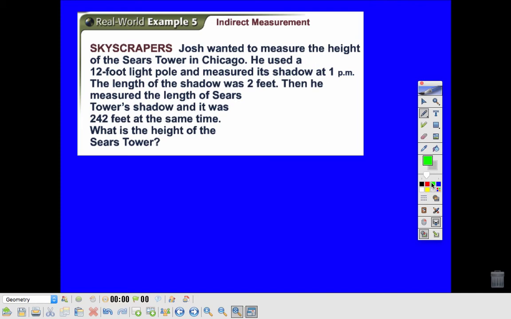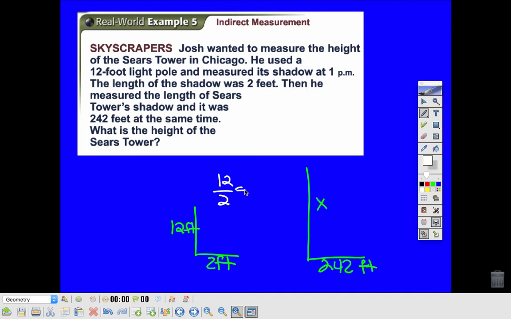So basically what this is setting up is a similar triangle, because if you're looking at it at the same time, the shadows are going to be proportionate to each other. They're going to be similar. So we don't know the height of the Sears Tower, but we do know the shadow that it cast was 242 feet. We know the height of the light pole was 12 feet, and we know that the shadow was 2 feet. Not drawn perfectly.